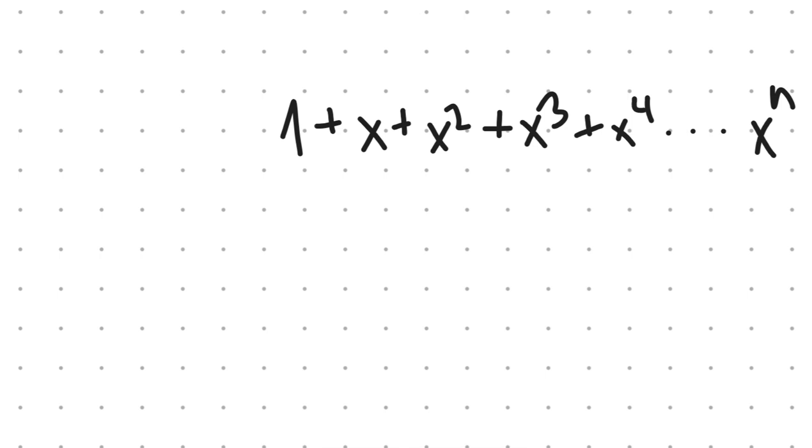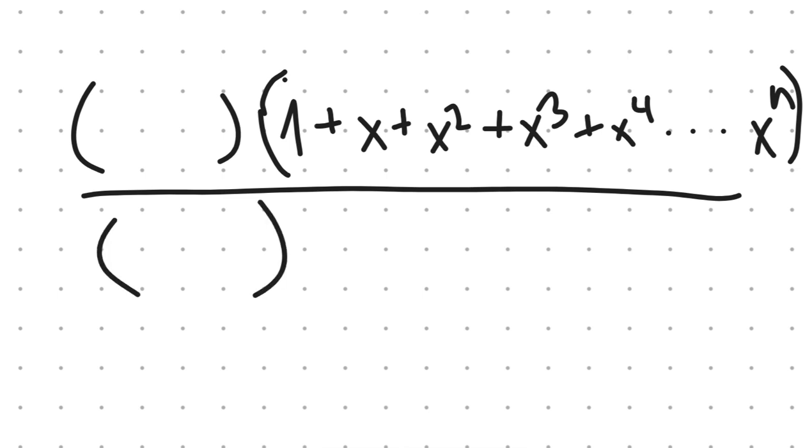Now I want to make a fraction by multiplying the whole mathematical description by another thing, and this thing should be the same on the top and the bottom because we want to keep everything the same. So we're going to just multiply everything by 1.